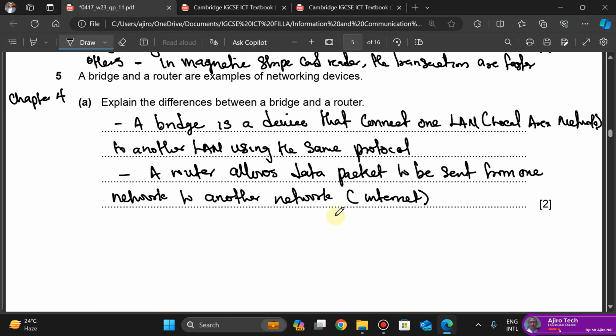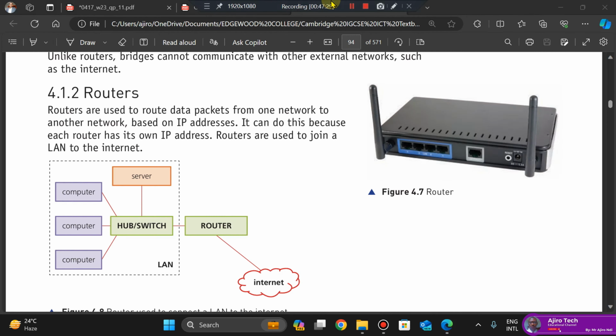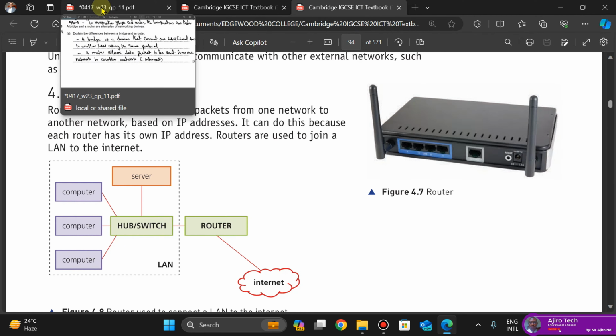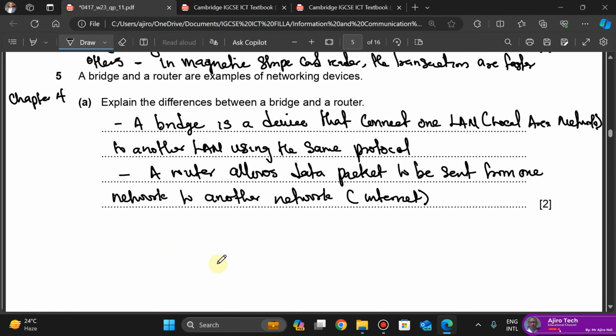Okay, so it connects what? One way to put it is that it allows you to join a LAN to the internet. That's what it is, right? So it allows you to join a LAN to what? The internet. So for others, let's look at others.